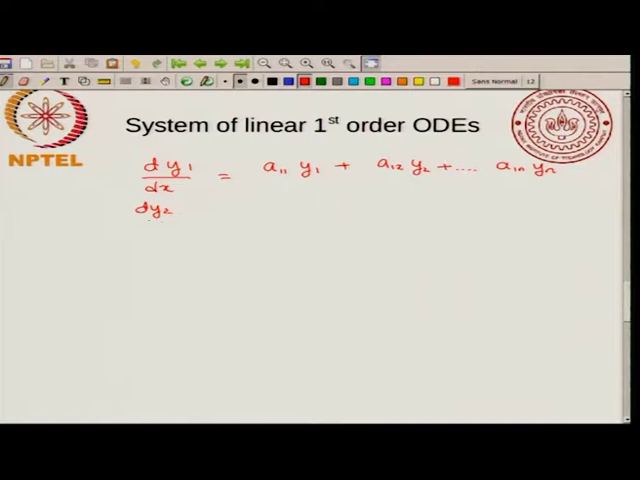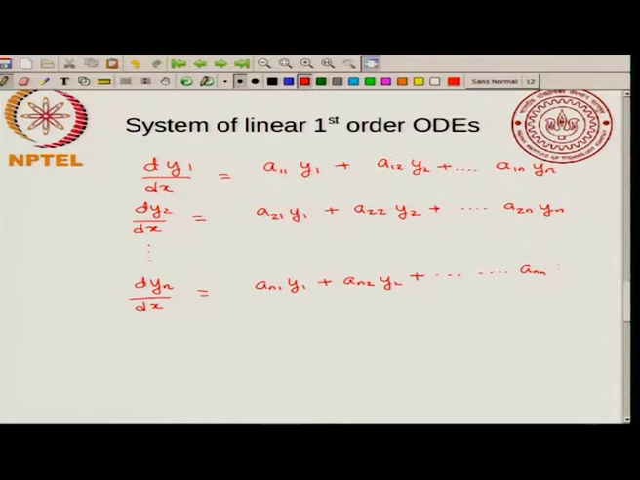Similarly, if I have dy2 by dx is equal to a21 y1 plus a22 y2 plus all the way up to a2n yn, and you can go all the way to dyn by dx is equal to an1 times y1 plus an2 times y2 all the way up to ann times yn.